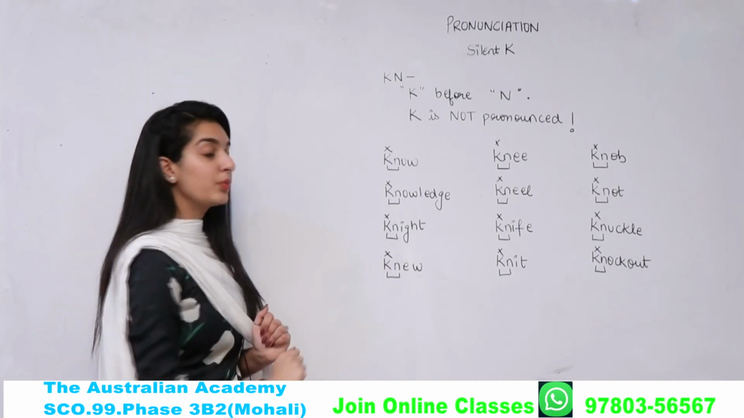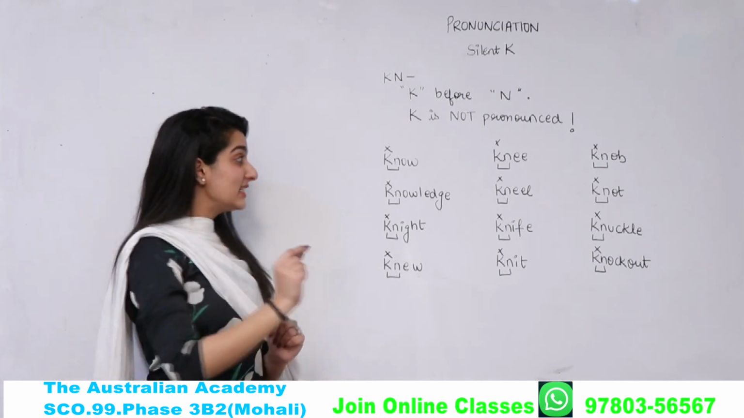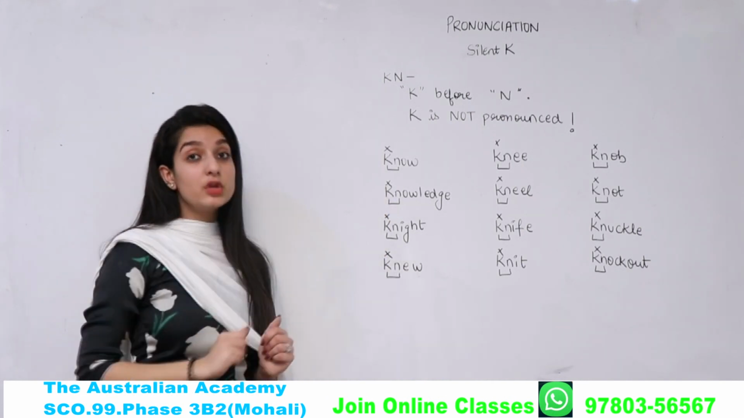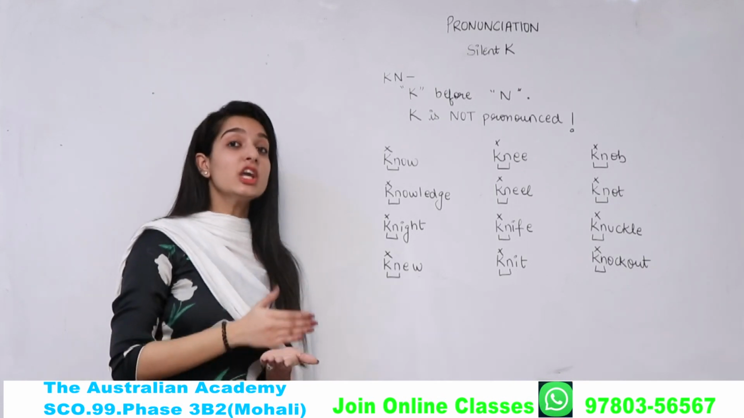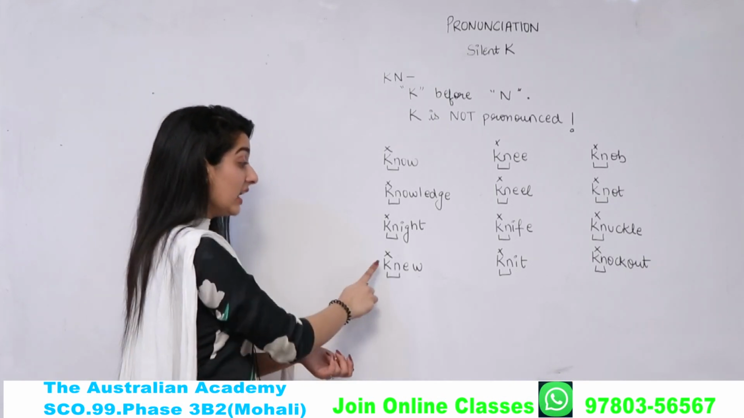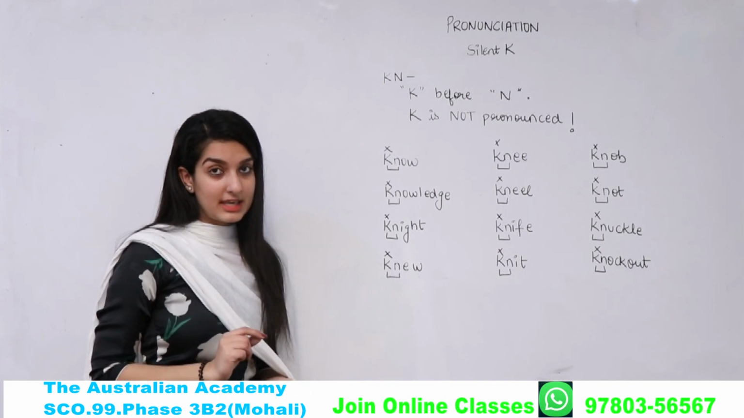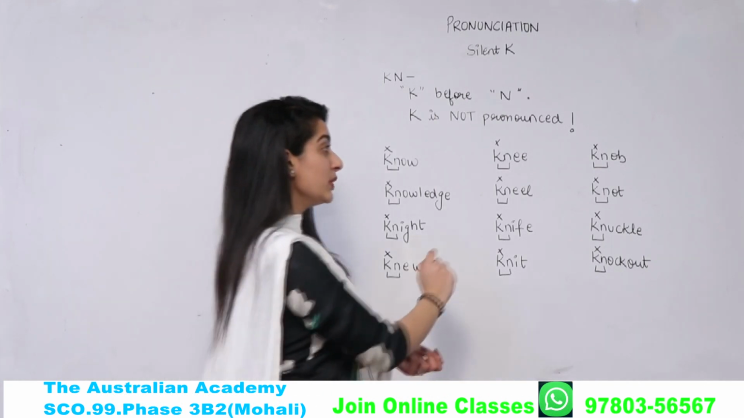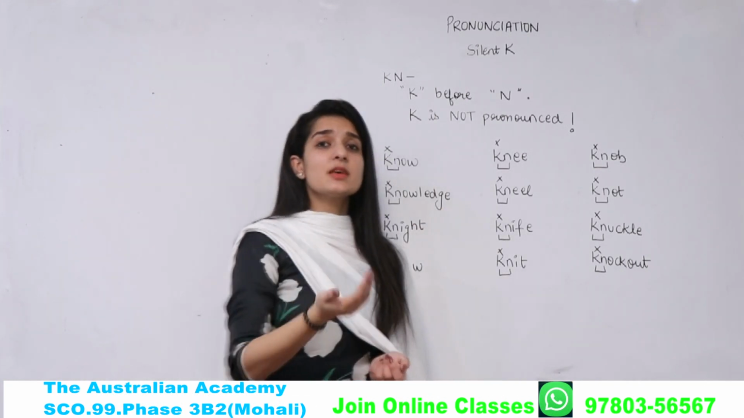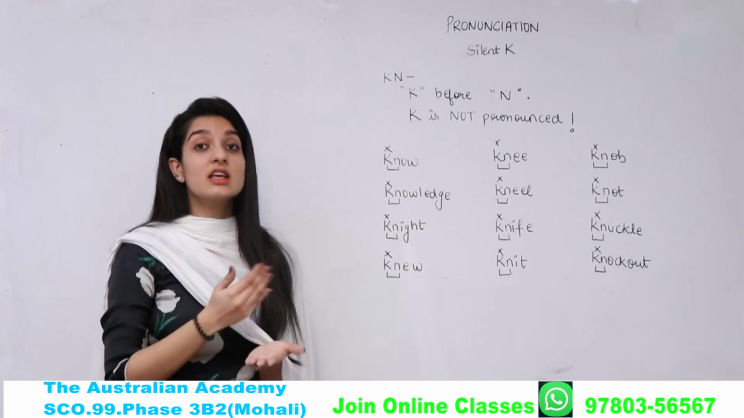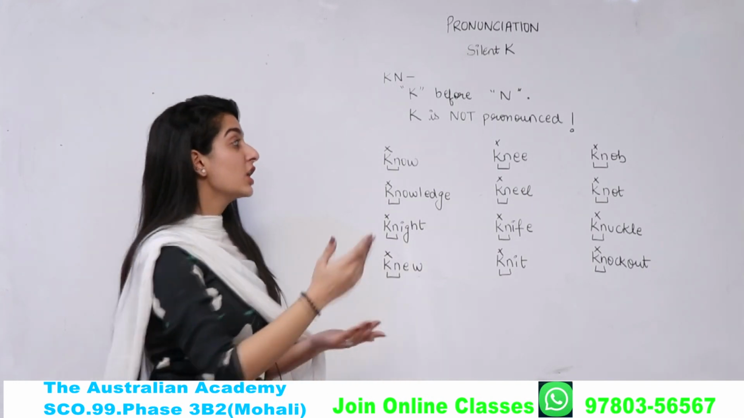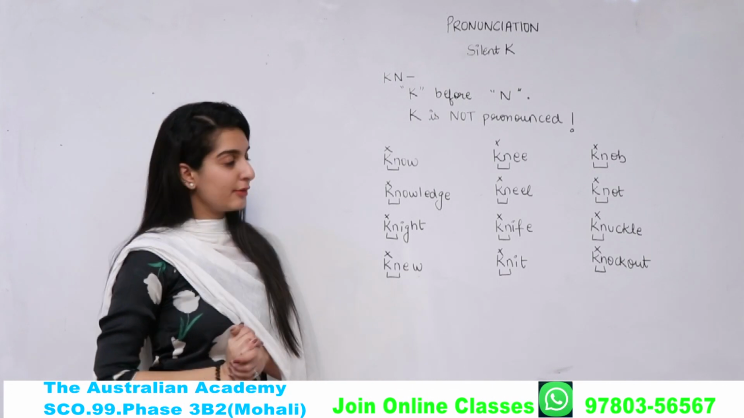The fourth word that we have is knew. That is the past of know. I know something and then I knew something. Then again, it will be pronounced without a K. The next word that we have is knee. Now, knee is a part of our body. Then again, K is there, N comes after it. So we are not going to pronounce K.